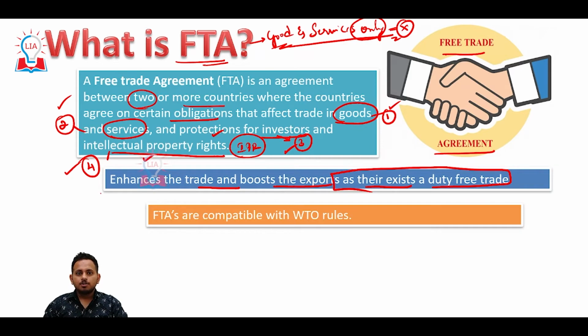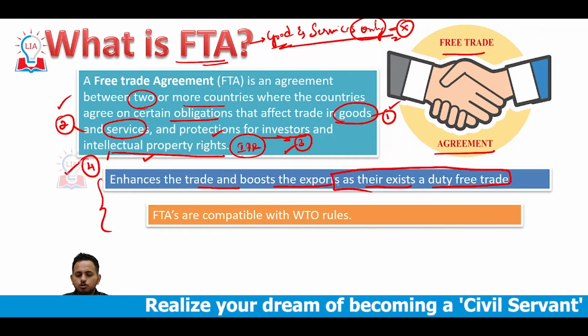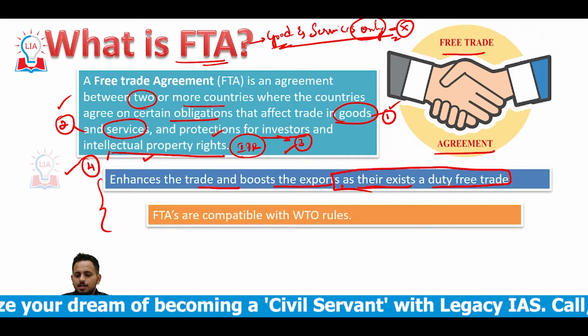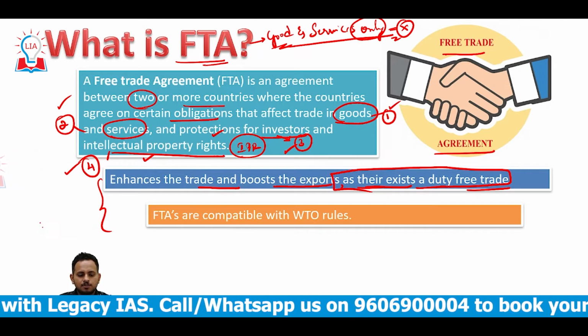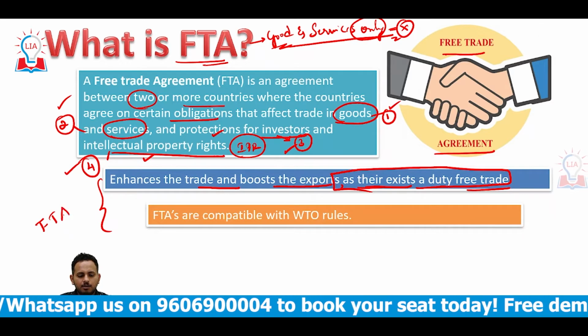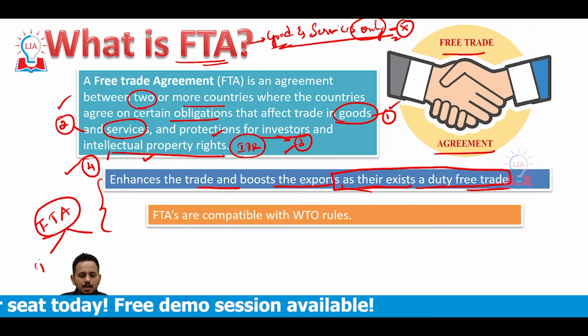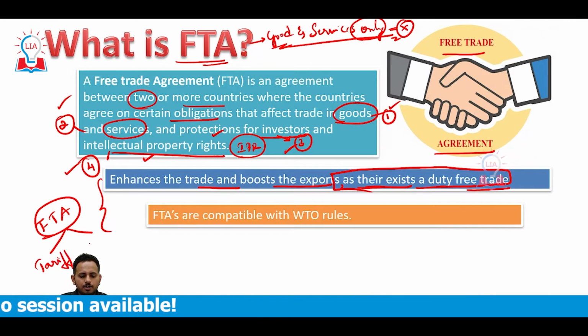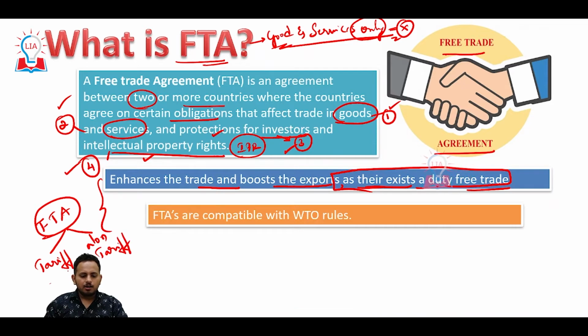Let's see what happens if there is an FTA. What happens if a country signs an FTA with the other country? It enhances the trade and boosts the export as there exists a duty-free trade. As the name itself suggests, it is a free trade agreement. When it comes to the trade barriers, we have two kinds of trade barriers, that is tariff barriers and non-tariff barriers. FTA agreement will reduce or will eliminate these tariff and non-tariff barriers.